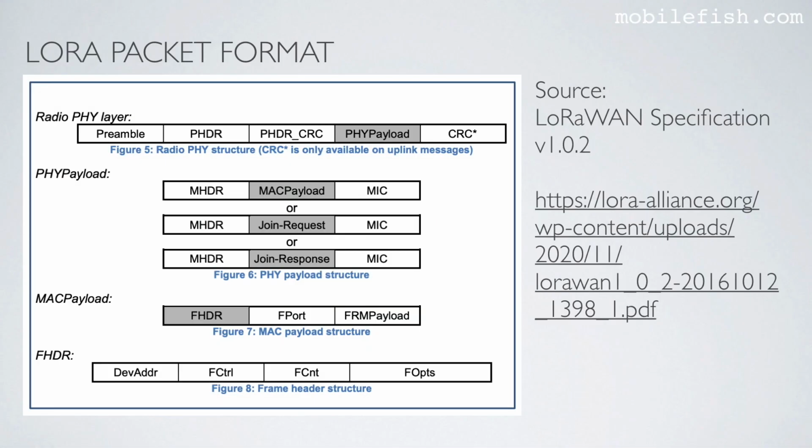This image is taken from the LoRaWAN specification version 1.0.2. The specification can be found at this location. This represents the LoRa packet format. Again, here's the preamble. This is the PHY header, the PHY payload itself, and the cyclic redundancy check.